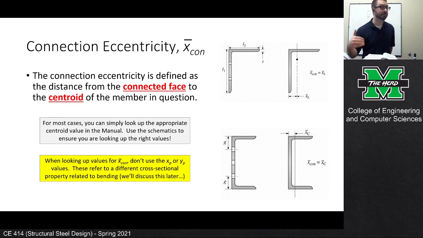Without getting too far down the rabbit hole as to what those are, I'll say two things. One, we will define what those are later. Don't worry. We kind of have to define what those are in order to handle beams. So we will define them. But to satisfy some curiosity that I'm sure some of you have, the X sub P values and the Y sub P values refer to what I'll call a different centroid that is specifically related to bending.